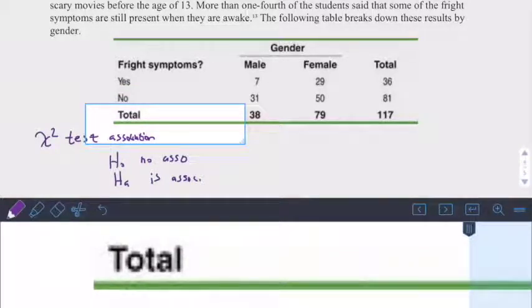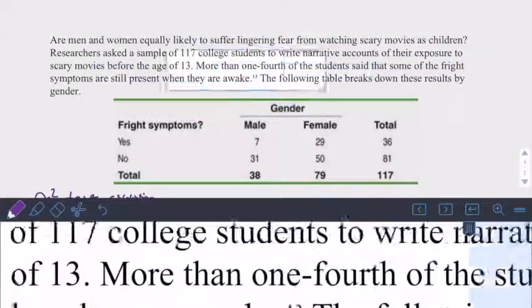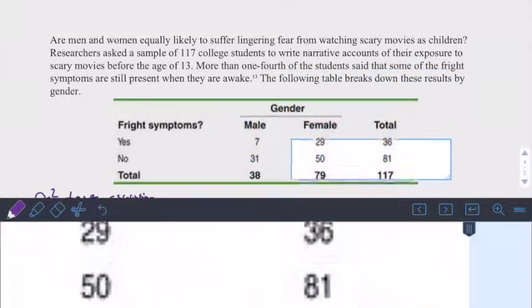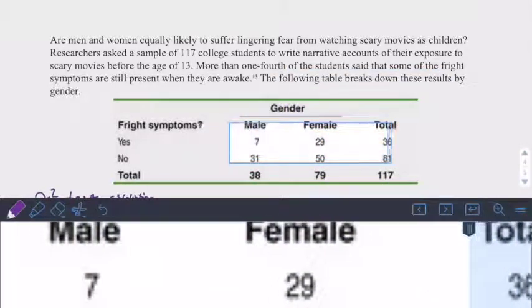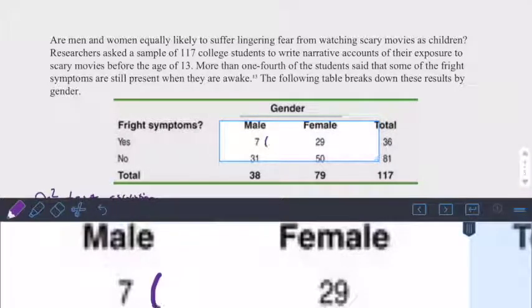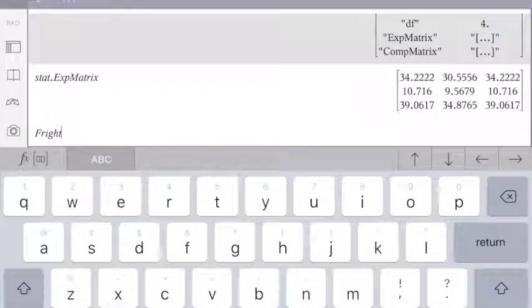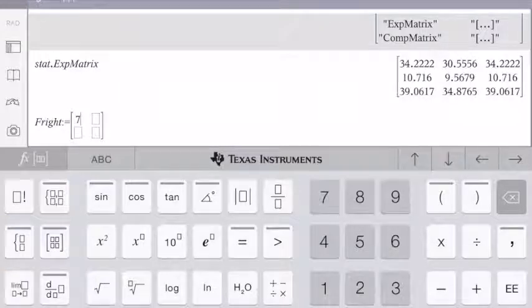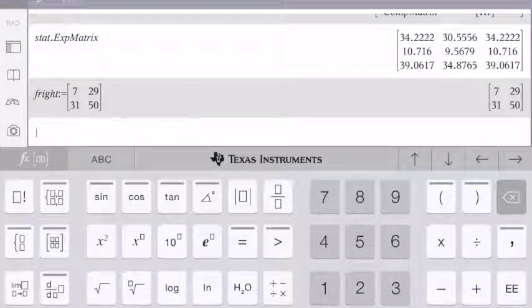Okay, then we could check our conditions, that it was a random sample, our 10% condition, all expected counts need to be greater than or equal to 5, so we would need to find them and put them into our table. We could do all of that with our calculator. So I'm going to define my fright variable. We're just going to call it fright. We need a matrix. This is a 2 by 2. And then I could run my test.